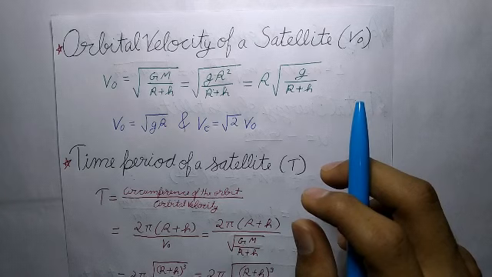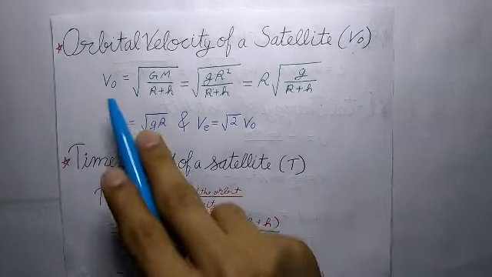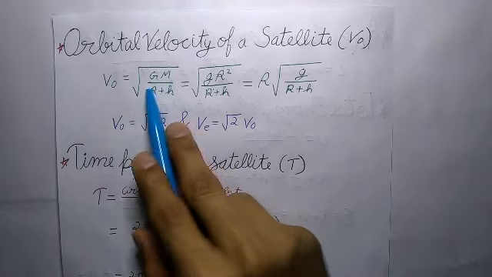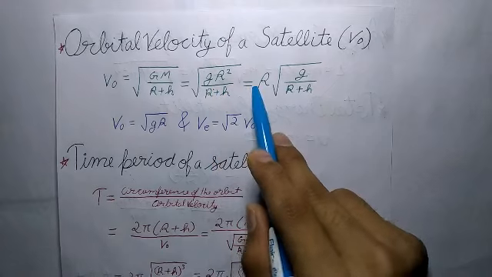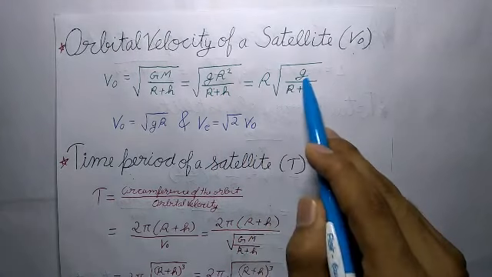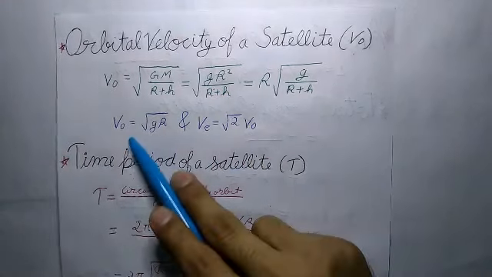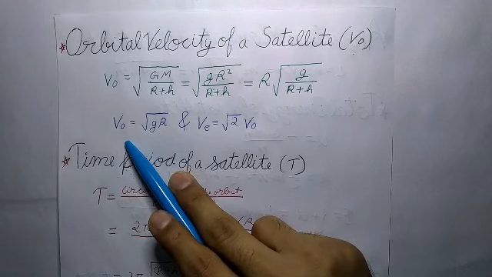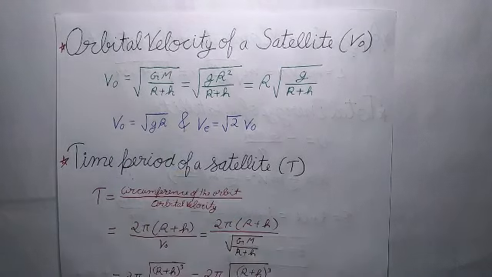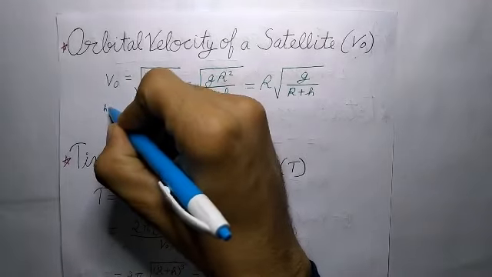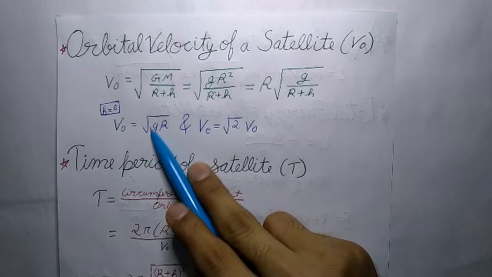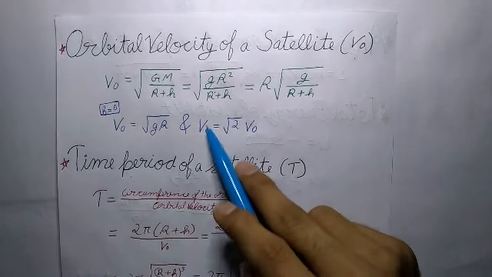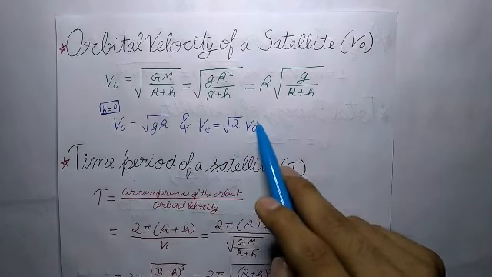The orbital velocity of a satellite revolving around the Earth at a height h is given by v_o = sqrt(GM/(R+h)) = sqrt(gR^2/(R+h)) = R sqrt(g/(R+h)). When a satellite revolves close to the surface of Earth, we can say that h will be equal to 0. v_o will be equal to sqrt(gR) and v_e will be equal to sqrt(2) v_o.